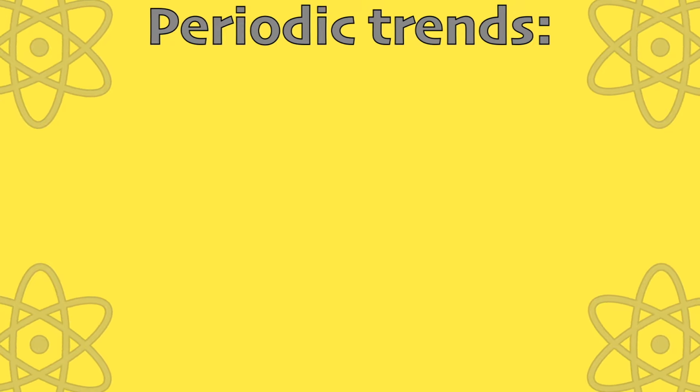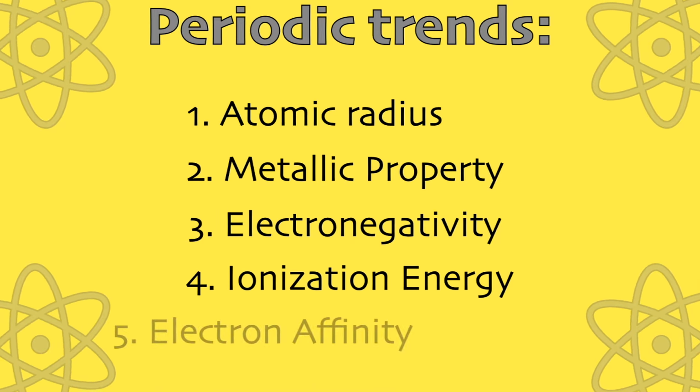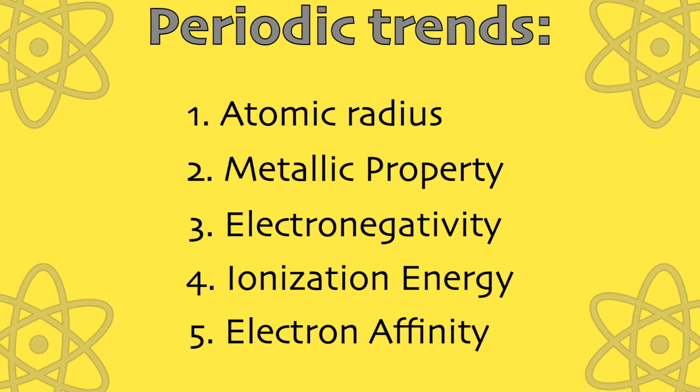Periodic trends are specific patterns in the properties of elements that can be observed in the periodic table. We have 5 common periodic trends, namely the atomic radius, metallic property, electronegativity, ionization energy, and electron affinity. Let's start with atomic radius.